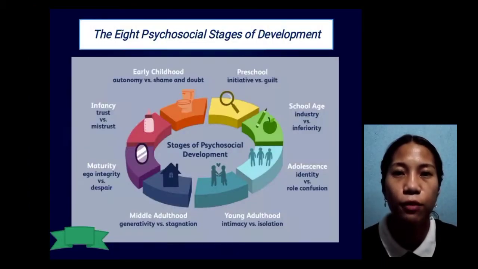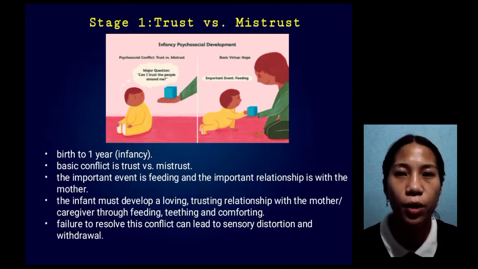Stage 1. Trust versus mistrust. Birth to 1 year, or infancy. Basic conflict is trust versus mistrust. The important event is feeding, and the important relationship is with the mother. The infant must develop a loving, trusting relationship with the mother or caregiver through feeding, teething, and comforting. Failure to resolve this conflict can lead to sensory distortion and withdrawal.